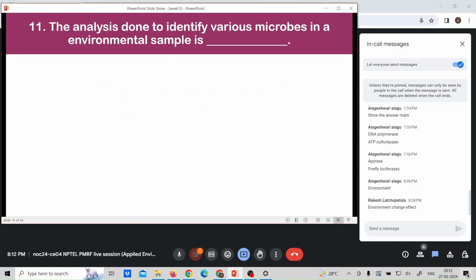So the next question is also something similar. The analysis that is done to identify various microbes in an environmental sample. For example, I'm going to give you a sample. I took a water sample from a lake, and I'm going to ask what are the microbes present in it, or give me a microbiological report of it. So what analysis will you carry out?